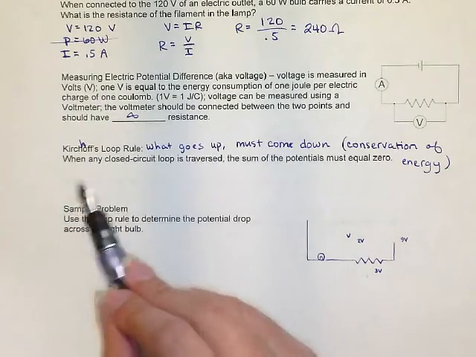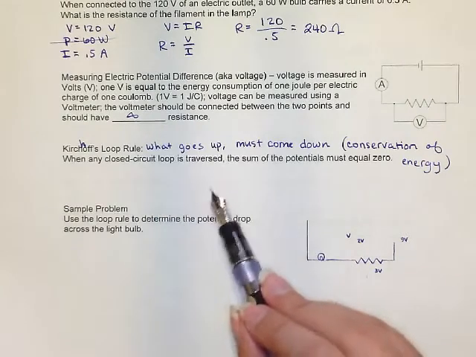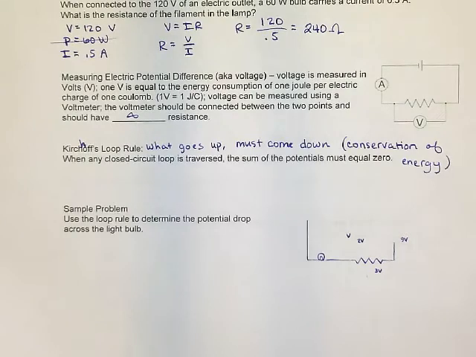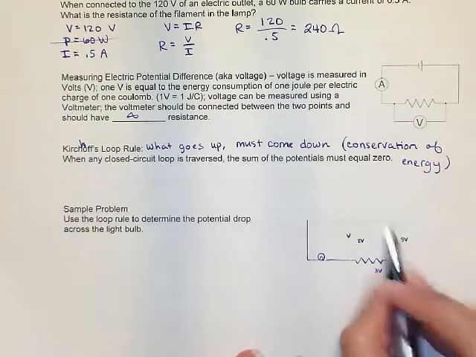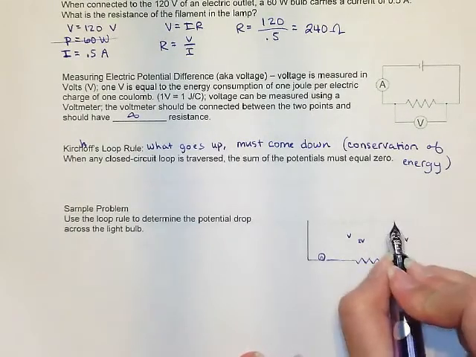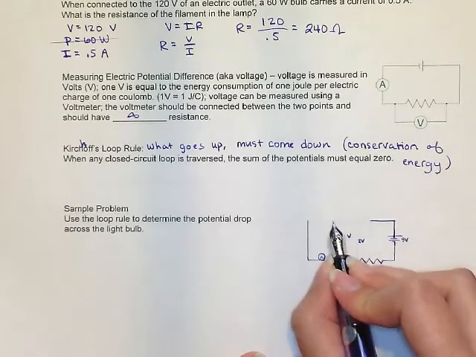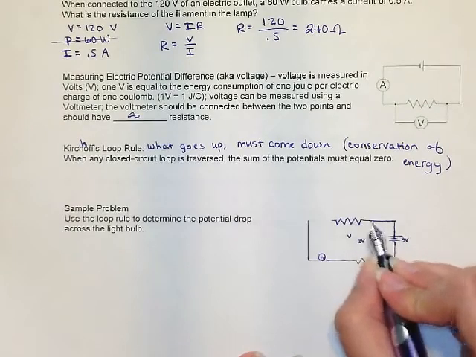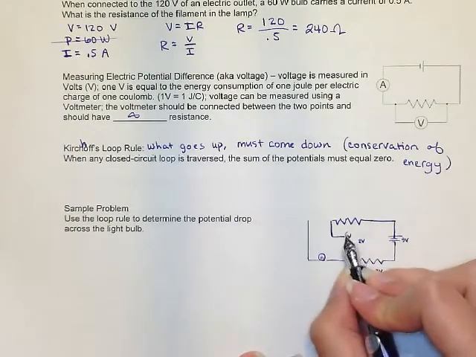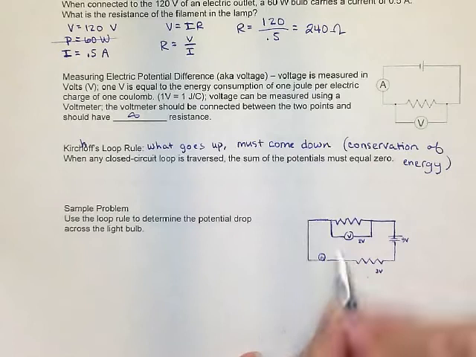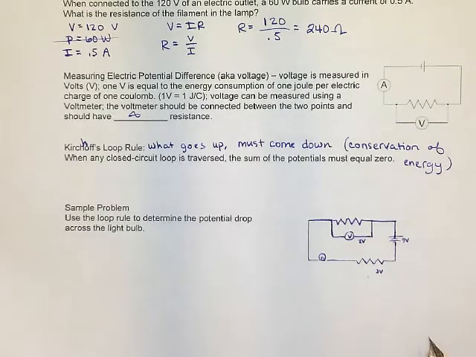So, formally speaking, when any closed circuit loop is traversed, the sum of the potentials must equal 0. What does that even mean? Well, let's take a look at this picture here, which I started doodling. This did not copy really well, but we have a circuit with 2 regular resistors, 1 light bulb, and we want to know what the voltage across the light bulb is. So this is kind of the key point here. What goes up must come down.